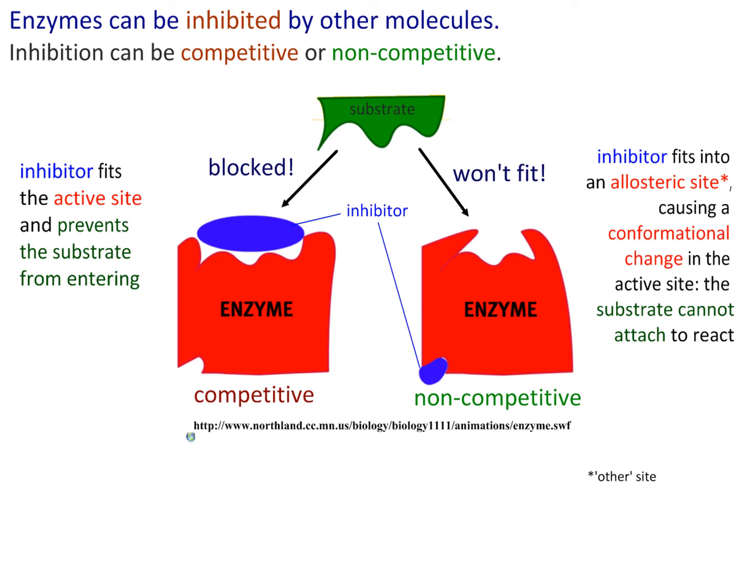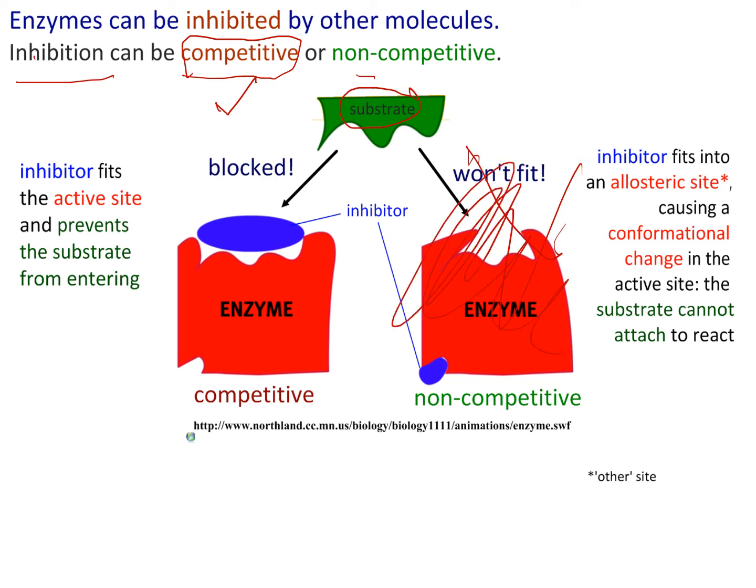Enzymes can be inhibited by other molecules, and there are two types of enzyme inhibition. Inhibition can be competitive or non-competitive. Let's look at competitive inhibition first. So let's take a substrate. Ignore this right now, okay? We're going to ignore that. Take a substrate, and we're going to say that it binds to this enzyme because it fits the active site. The enzyme catalyzes the reaction.